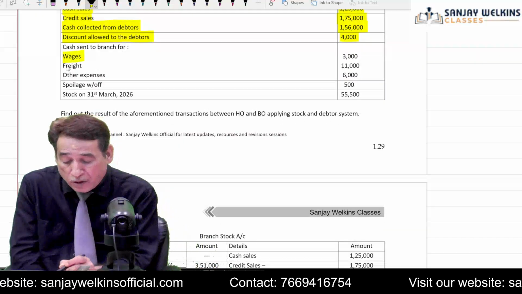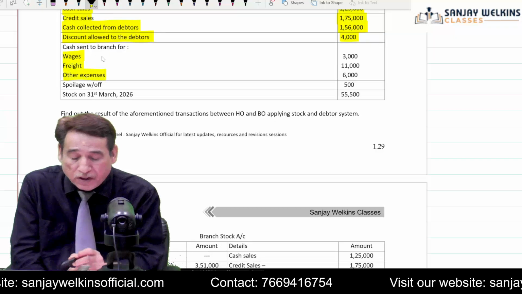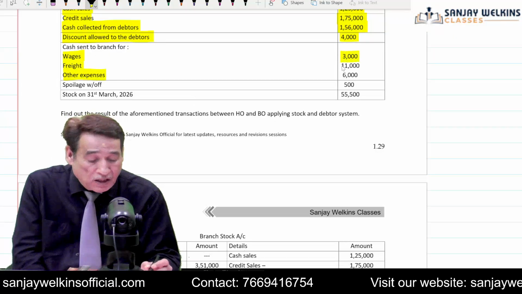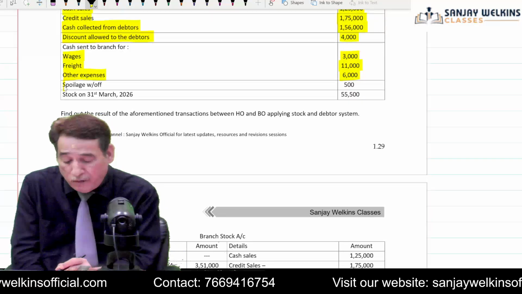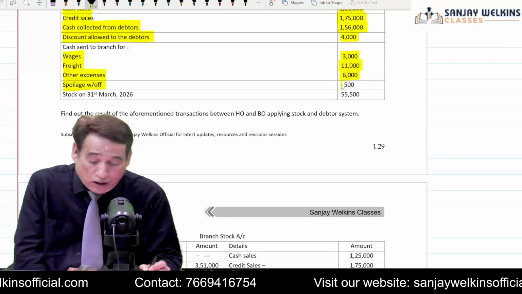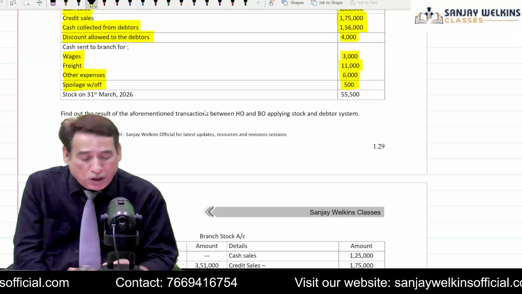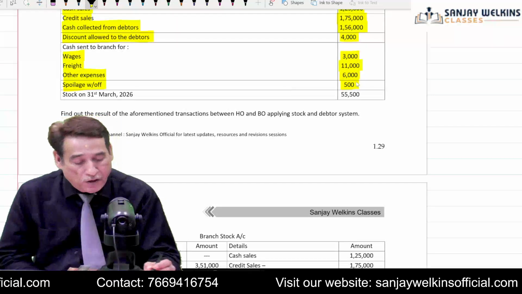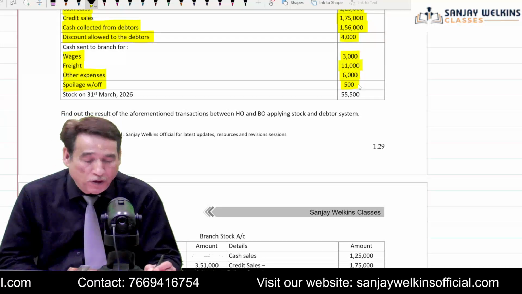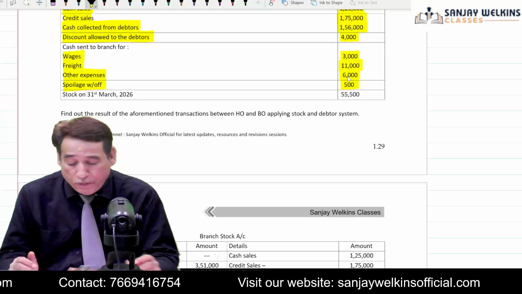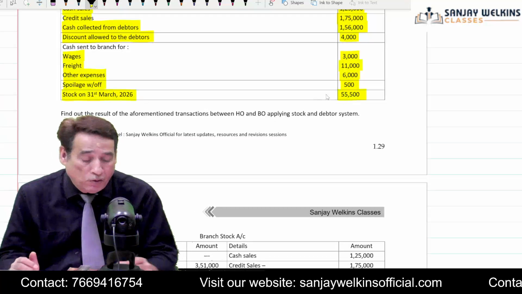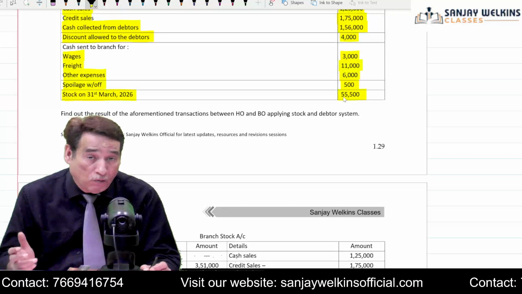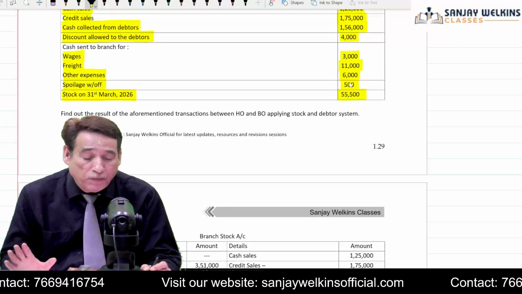And all these expenses, for which cash has been sent by the branch, will be written on the debit side of the P&L. Similar to the last question, in this question you are being given spoilage. Spoilage is already given in the question, written off, so it is similar to abnormal loss. We will do the treatment. And then closing stock is mentioned but nothing else is stated, so you are going to treat it at invoice price. Is it clear to you?